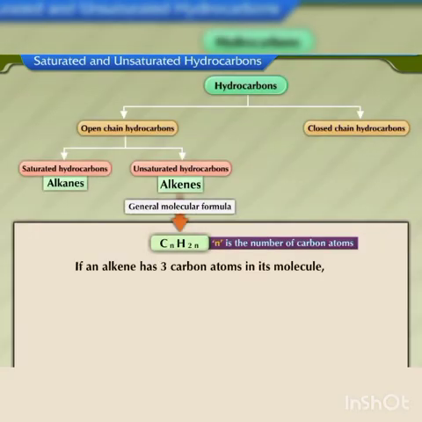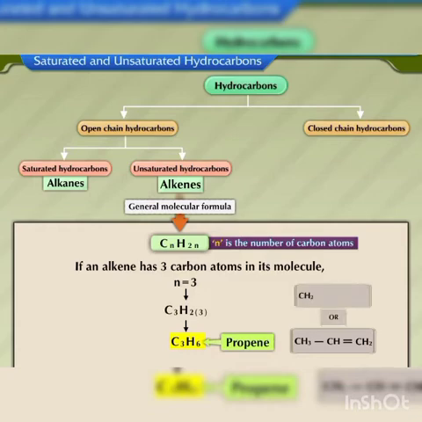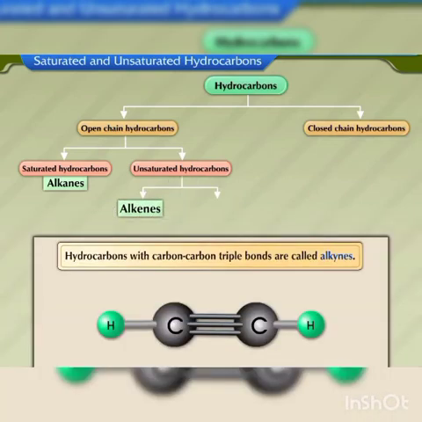If an alkene has 3 carbon atoms in its molecule, then the value of n is 3 and its molecular formula is C3H6, which is the molecular formula for the hydrocarbon propene. Propene is written as CH3-CH=CH2. Propene can also be written as CH2=CH-CH3. Hydrocarbons with carbon-carbon triple bonds are called alkynes.